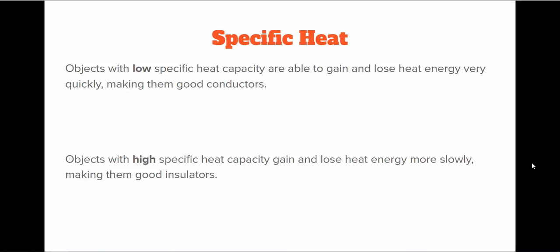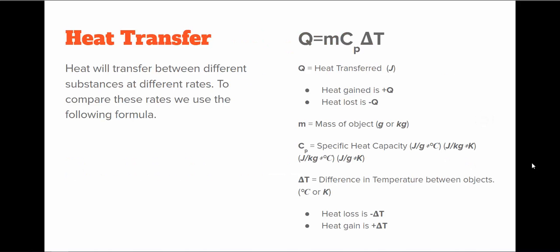If you're looking at specific heat, things that have high specific heat capacities are difficult to heat and cool. Or sorry, low specific heat are easy to heat and cool, and things with high specific heat are difficult to heat and cool. Because if it has a high specific heat, like water at 4,186 joules, you need 4,000 joules of energy just to raise the temperature by 1 degree. So it's difficult to heat or cool water. So low specific heat is a good conductor, high specific heat is a good insulator.